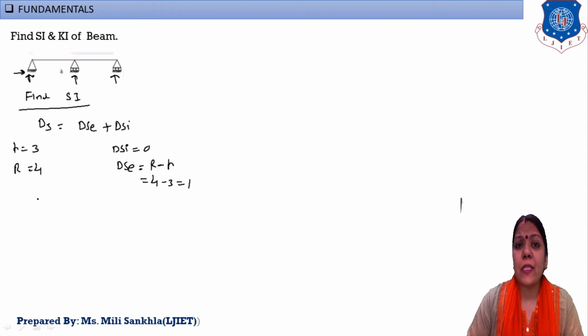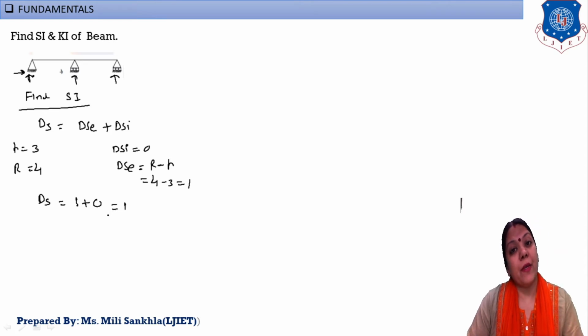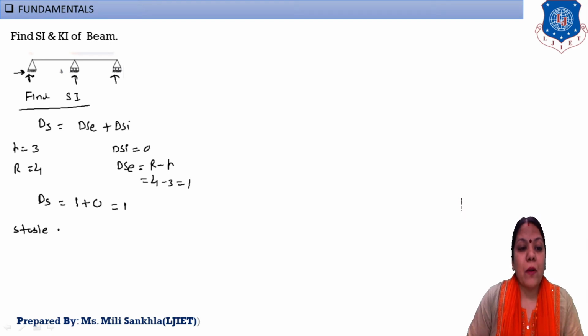Okay, now what is DS? DS is equal to DAC 1 and DSI is equal to 0. That is equal to 1. Now what is the statement? Statement is given beam is stable and indeterminate to first degree. Okay, because our answer is positive, first degree.